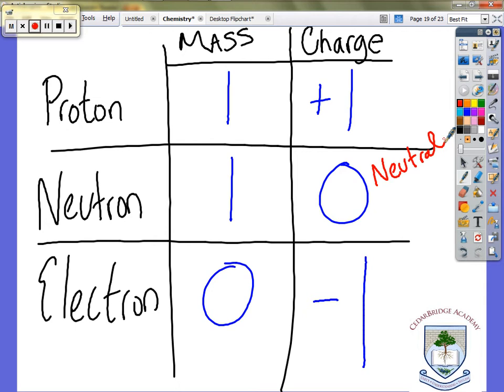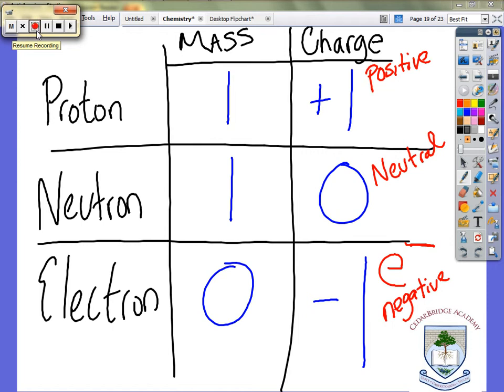Something that happens a lot, the students say that neutrons are negative because they both begin with N. No, electrons are negative. You should remember them like that. Okay, and a neutron is neutral, and a proton is positive. Okay, positive, neutral, and negative. This is the basis of all chemistry.